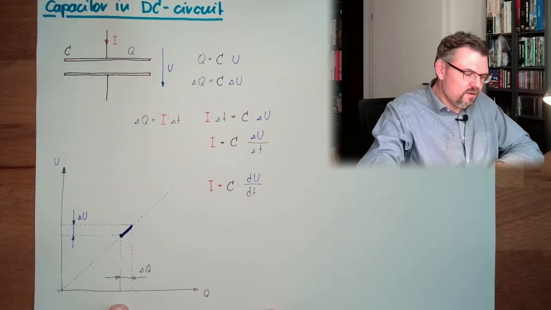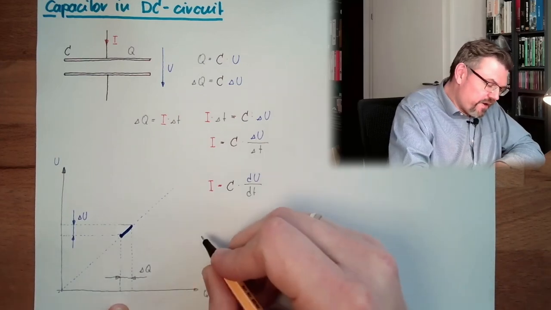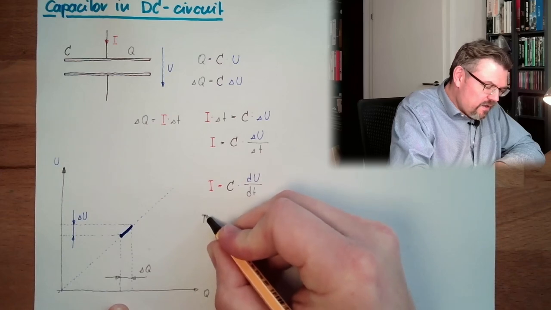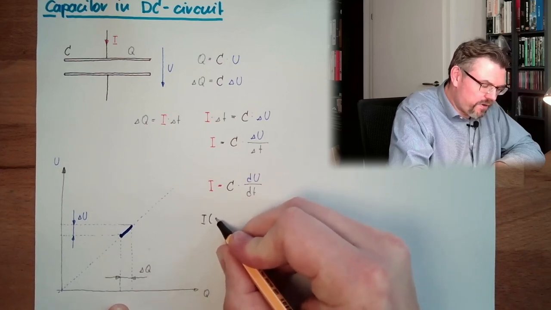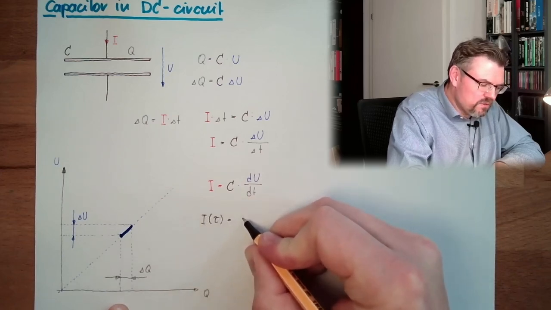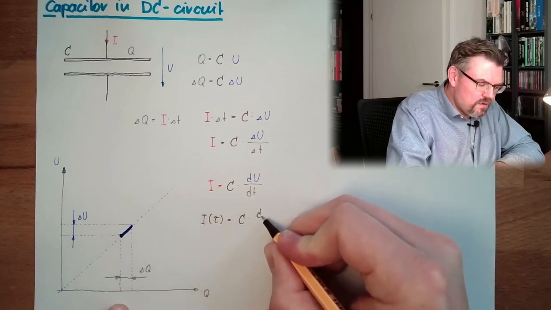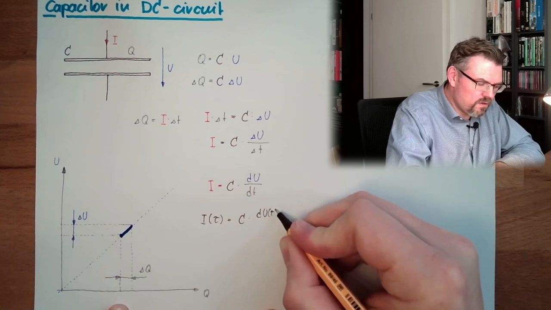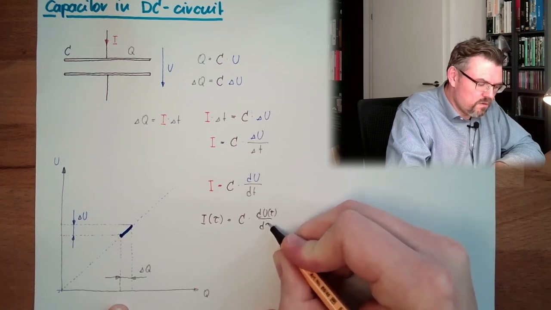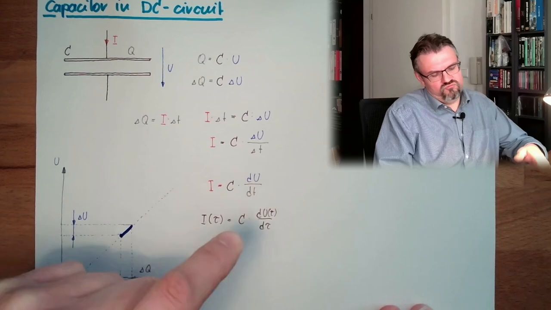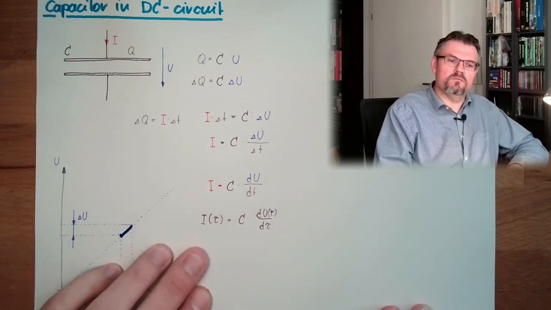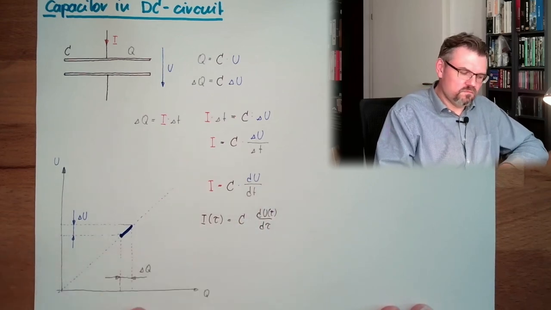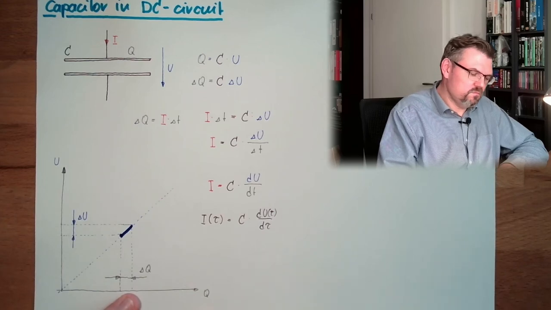If I would write it in the mathematically correct way, I would say I at some point in time tau equals C du from tau theta. This is how this would look like. Right, du tau doesn't really matter.